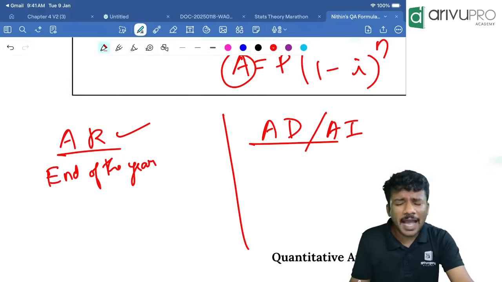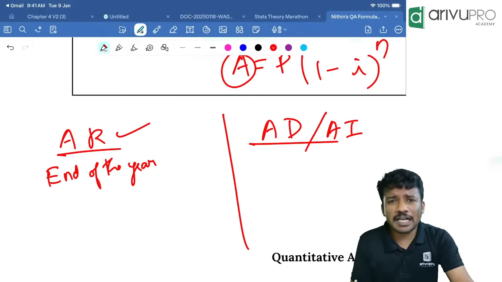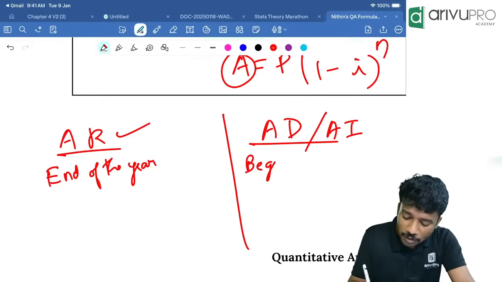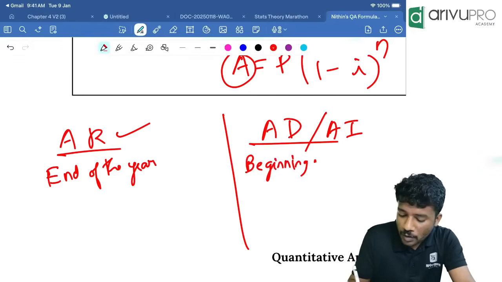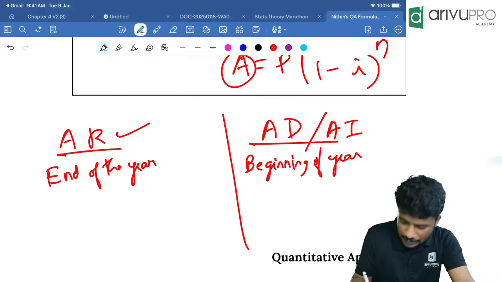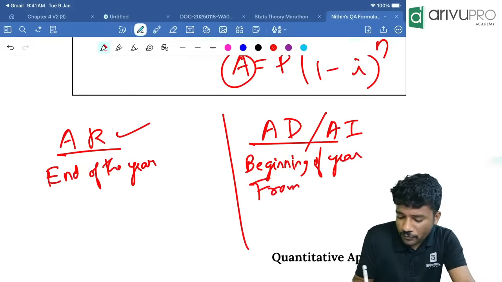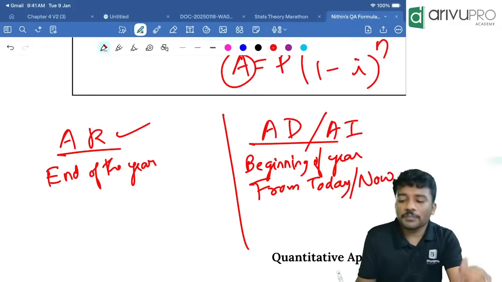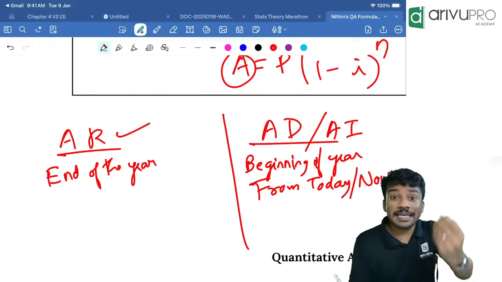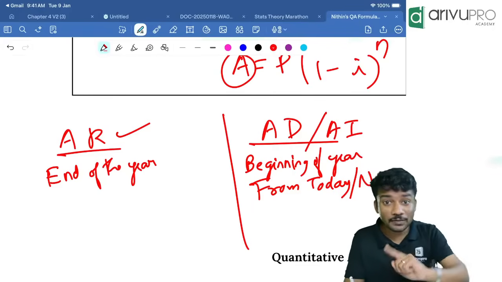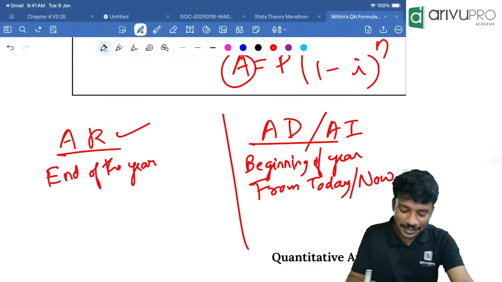Annuity due is also called annuity immediate, right? So what is annuity due or annuity immediate? When are we considering it? Beginning of year, then from today or from now, from this morning, from today morning, everything will come under the annuity due or annuity immediate.